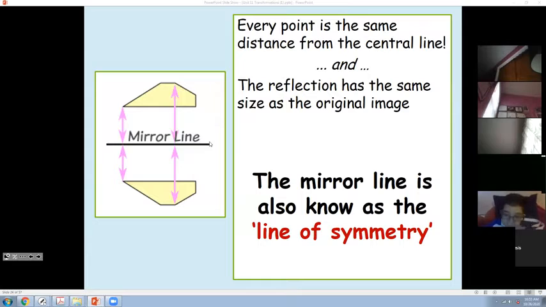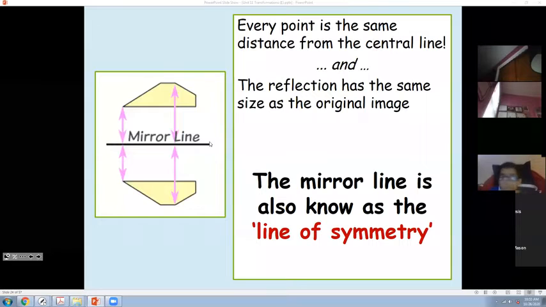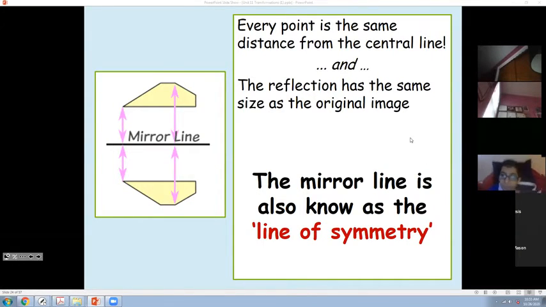If I look in the mirror, do you think I am looking 30 pounds more? Do you think I am looking weightier than how I look in the mirror? Do you think I am gaining 30 pounds when I look in the mirror? No. So reflection does not change the size of the shape. It is the same.